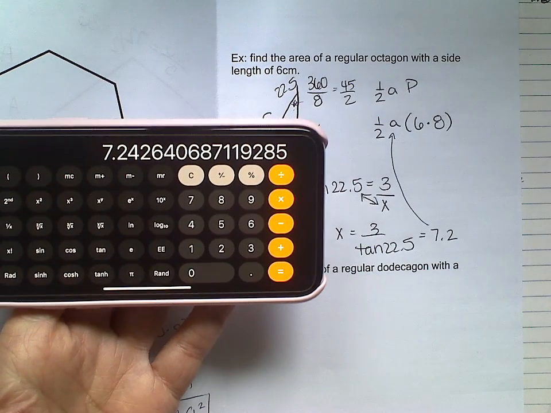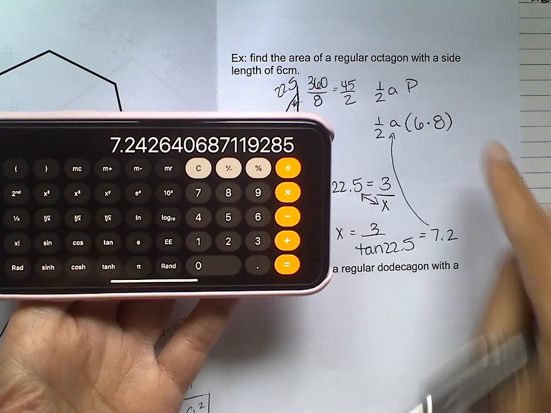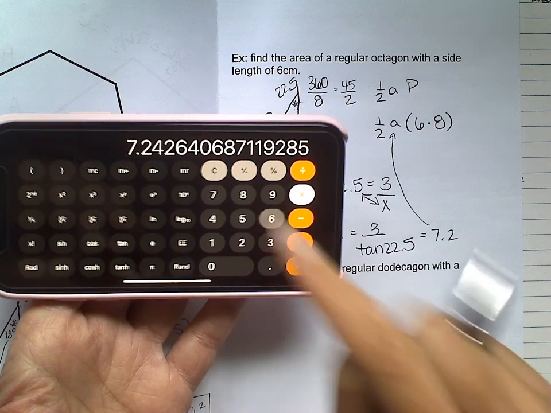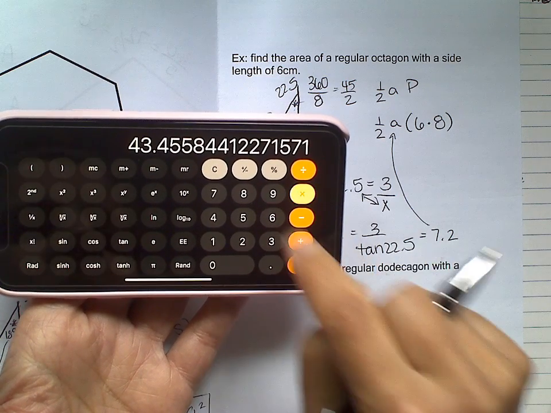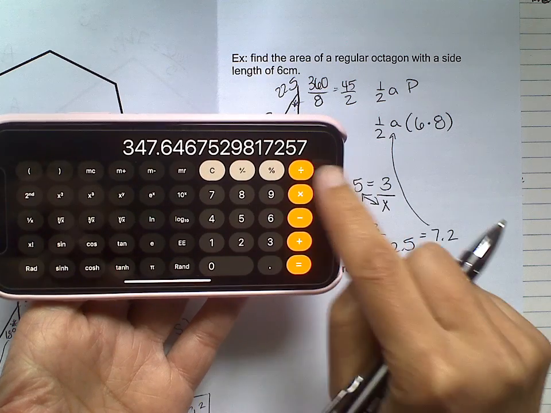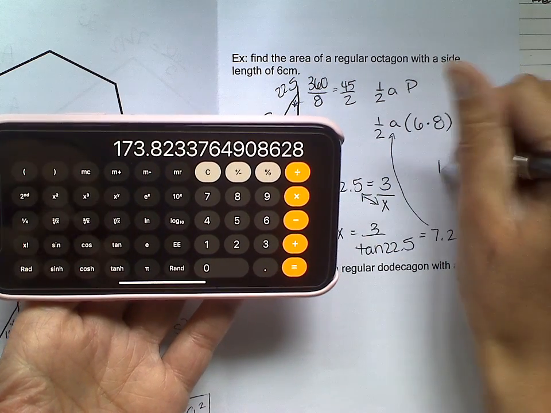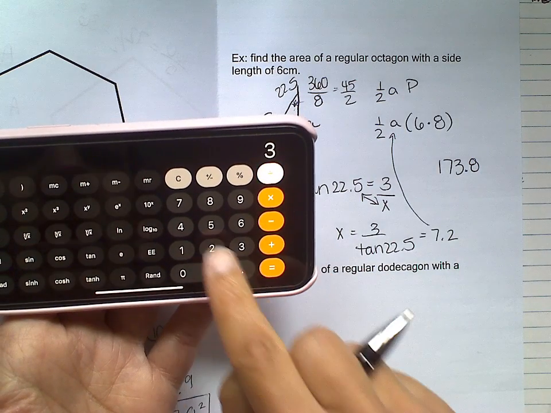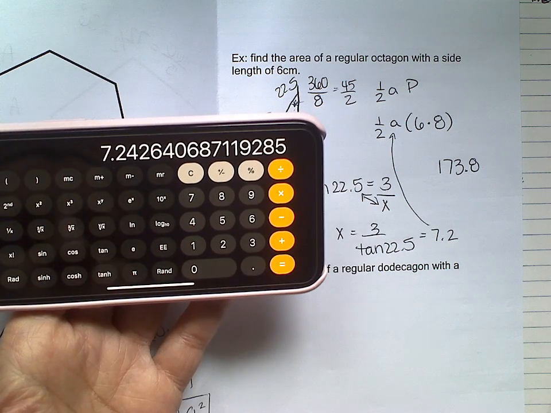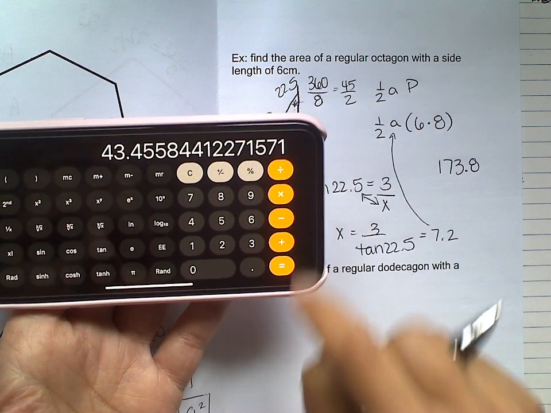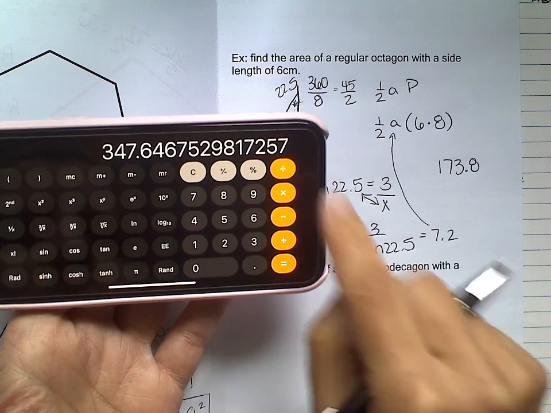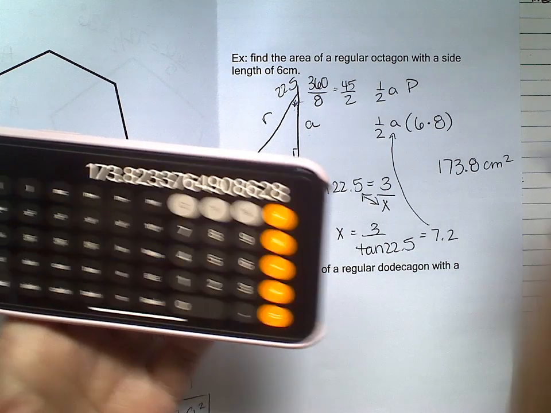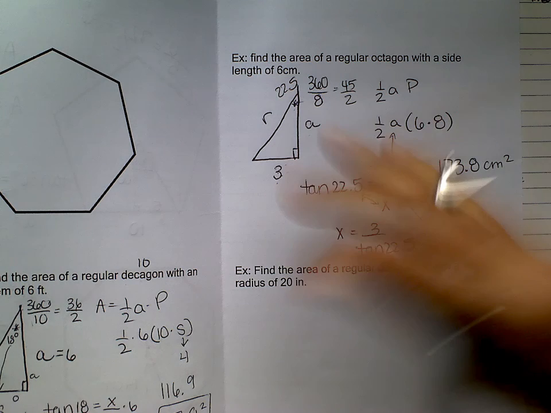I don't need to double it because apothems aren't cut in half or anything. But to not round, to just keep the most appropriate answer, I'm going to take this, I'm going to times by 6, and then I'm going to times that by 8, and then I'm going to take half. So 173.8. I'm just going to double check that because I feel like I accidentally hit something weird. And then times 6 times 8, take half. Okay. Centimeters squared. Alright, so hopefully seeing me finish these ones out kind of helps you guys.